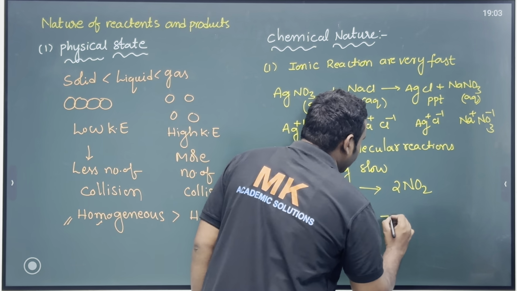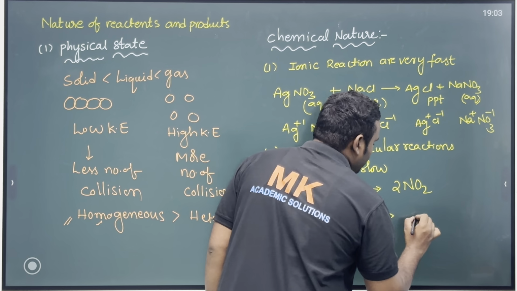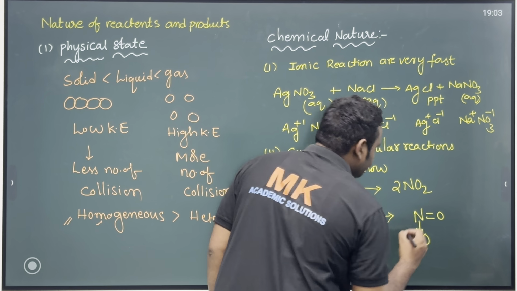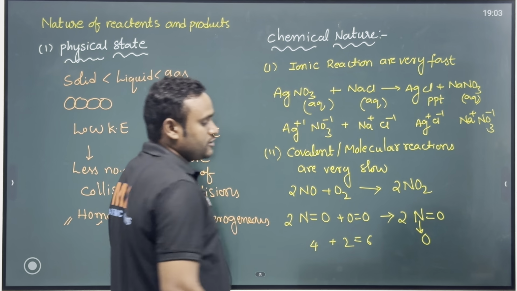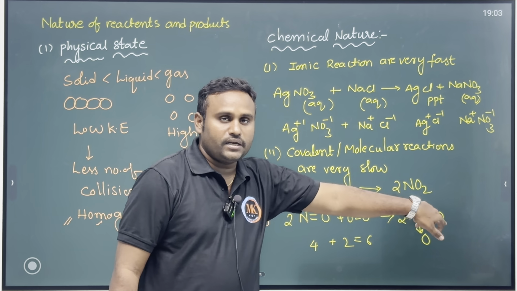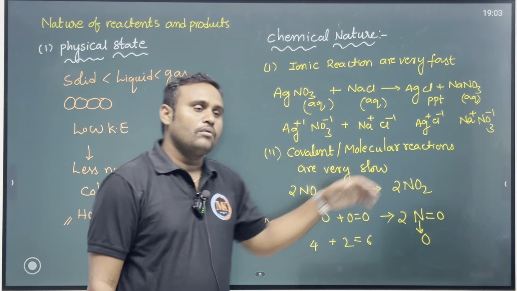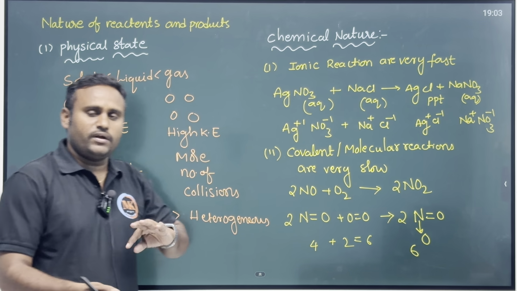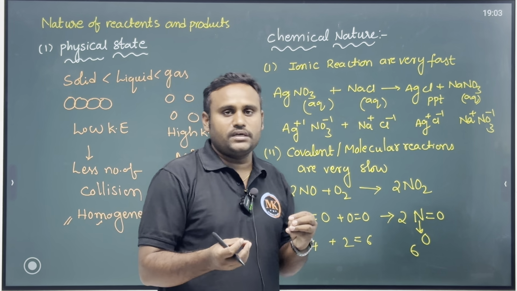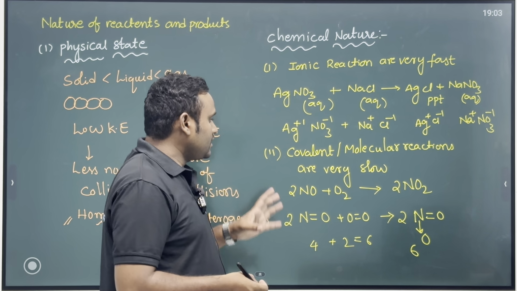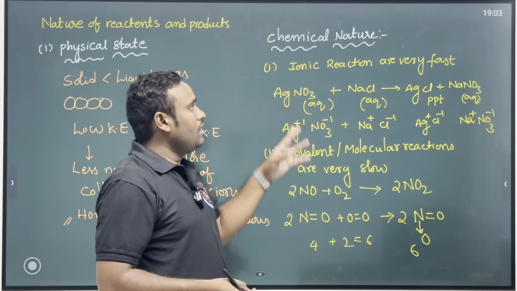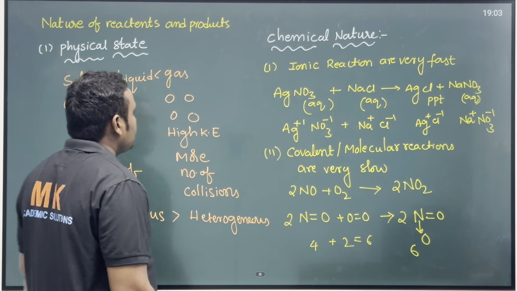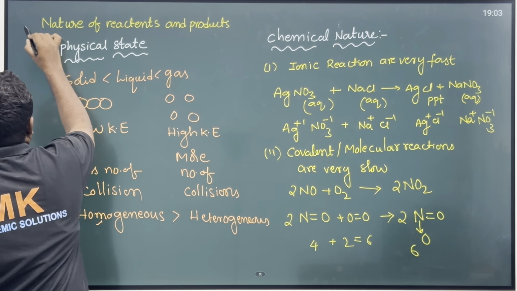And here how many bonds are going to be formed? In 2NO2, it is N double bond O and O. Here also 2 molecules are present, each molecule contains 3 bonds, so 2 molecules contain 6 bonds. So here 6 bonds need to be formed. This will take some time. That's why covalent reactions are very slow and ionic reactions are very fast reactions. Okay, so this is about the nature of reactants and products.